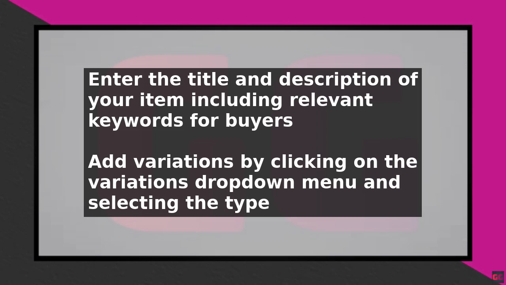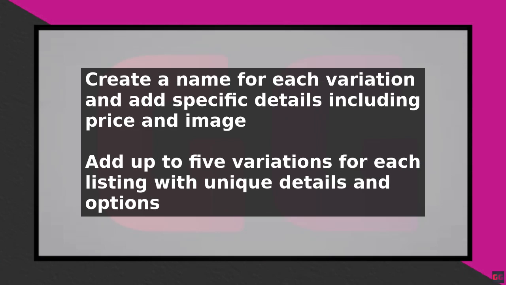Use the variation-specific details to offer different prices or weights for each option, and use the variation images to show the different variations of your item. When setting prices for your variations, keep in mind that the prices can vary depending on the specific option.